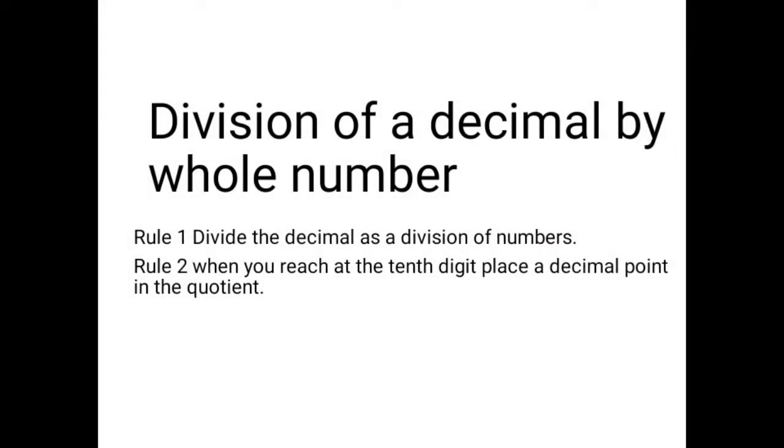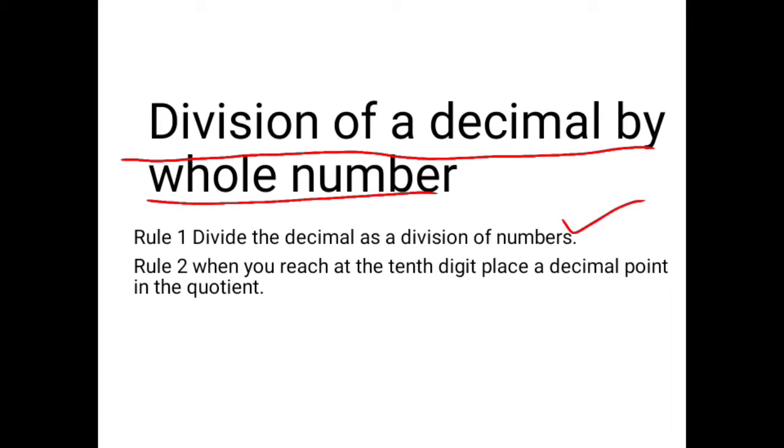First one is division of a decimal by a whole number. How we will solve this? Rule first says that divide the decimal as a division of numbers. Rule second says that when you reach at the 10th digit place, put a decimal point in the quotient. So let us take an example for that.